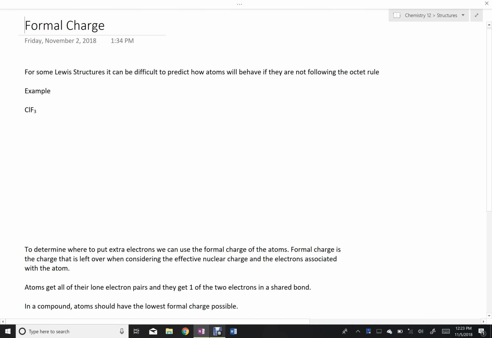In this video, I want to talk about the idea of formal charge and see how it can help us predict when some atoms won't follow the octet rule, or where to put some electrons that we just aren't really sure what to do with.